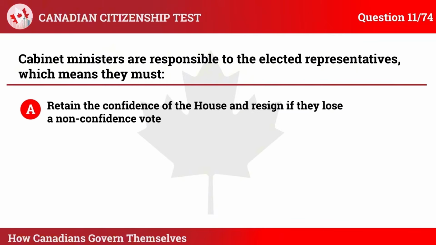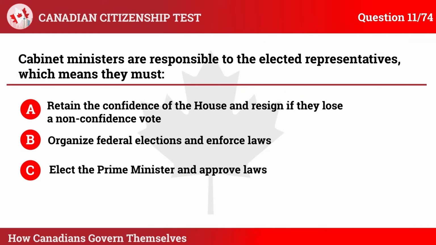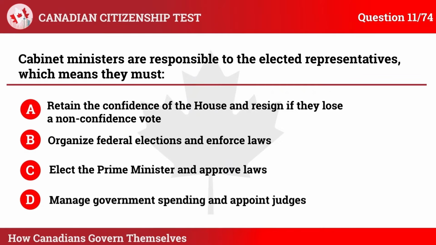Question 11. Cabinet ministers are responsible to the elected representatives, which means they must A. Retain the confidence of the House and resign if they lose a non-confidence vote. B. Organize federal elections and enforce laws. C. Elect the Prime Minister and approve laws. D. Manage government spending and appoint judges.